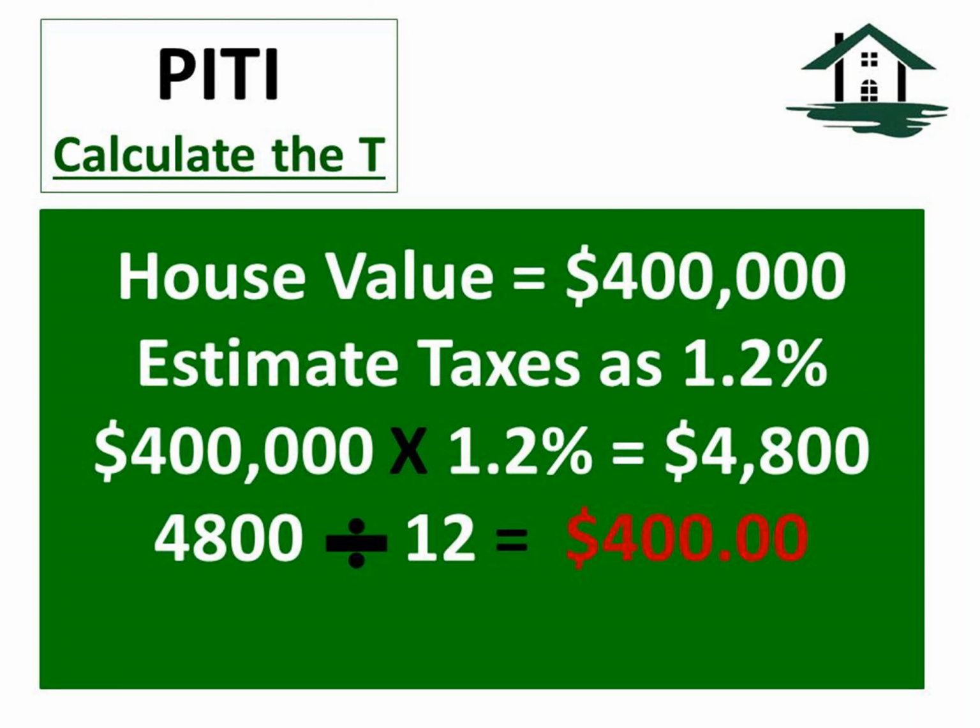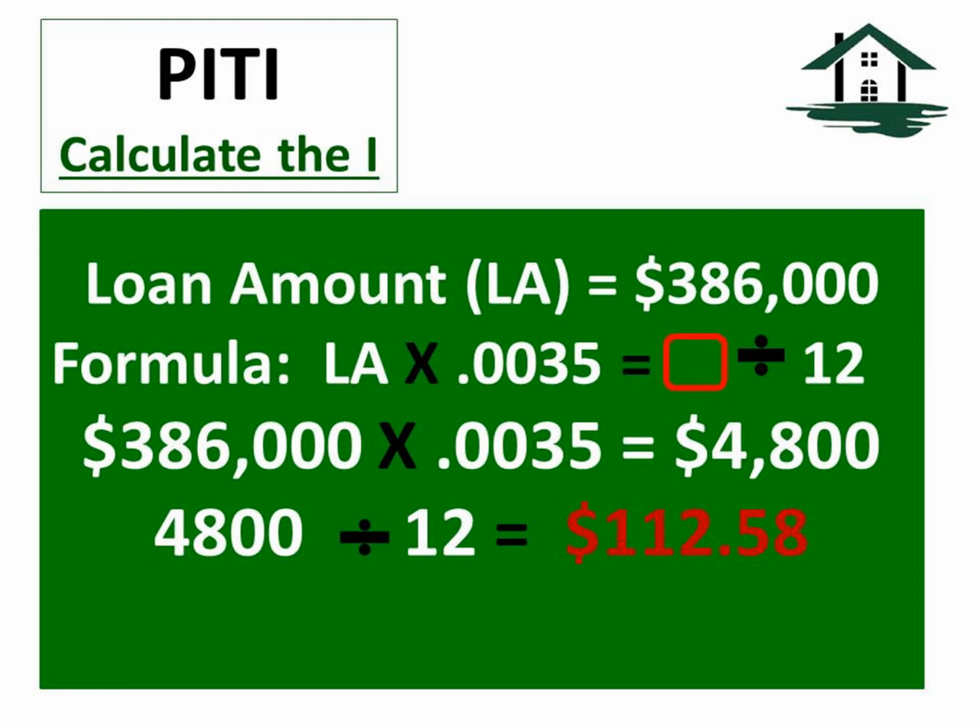Anyway, when you do not have access to the actual tax rate, here is how you estimate the monthly taxes. On your calculator, enter the value of the house. In our scenario, this amount is $400,000. So you want to multiply that by 1.2%. Hit the equal sign, and you will see an amount of $4,800. Now divide 4,800 by 12, and it will give you the monthly amount of $400. Jot this number down.